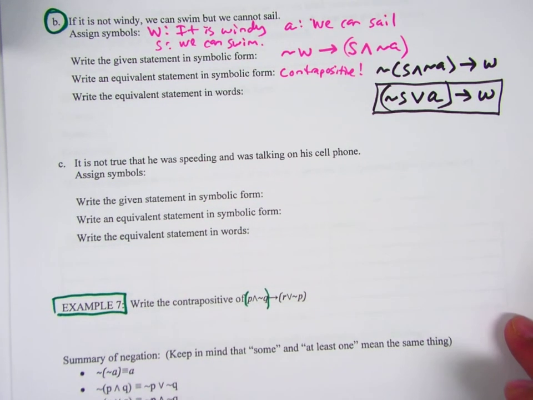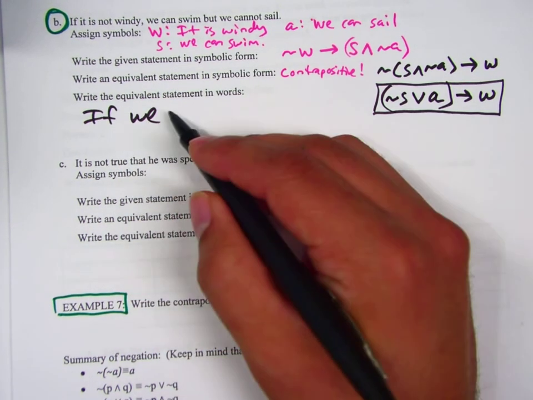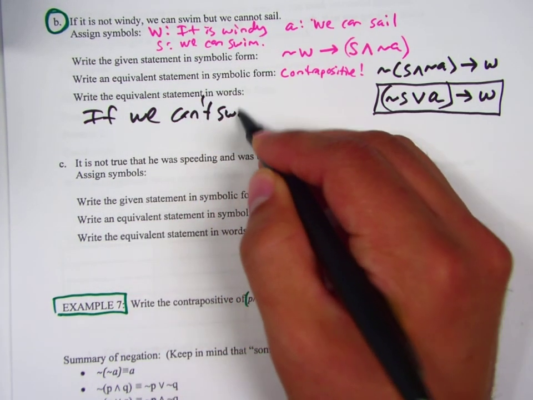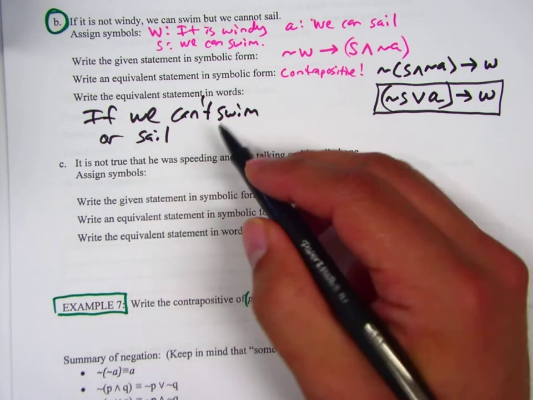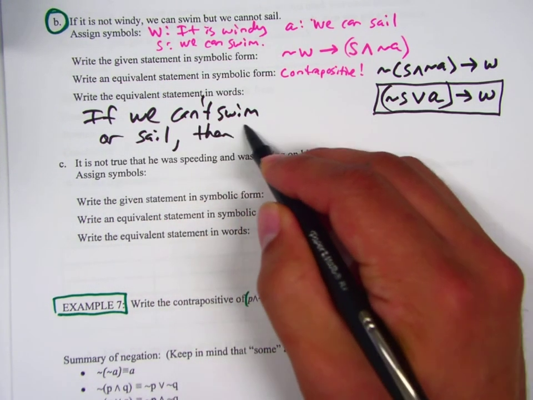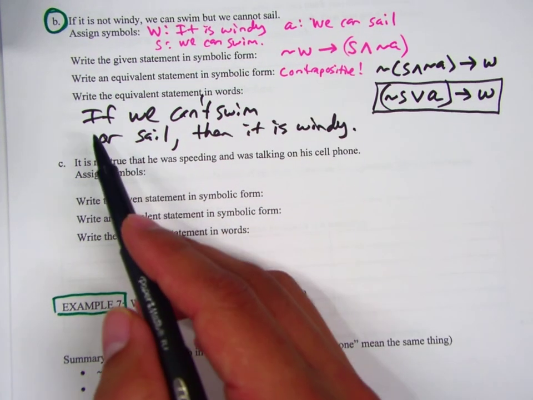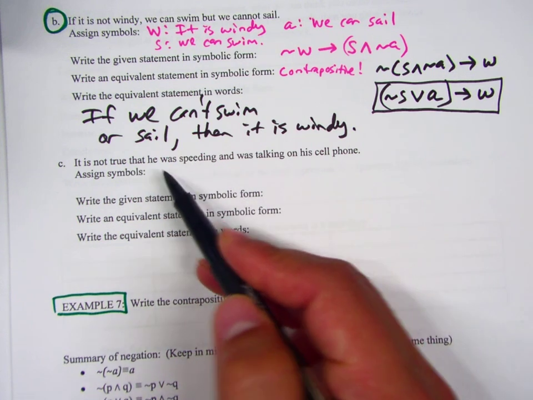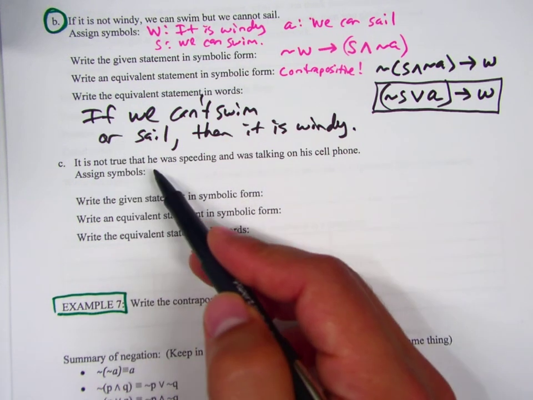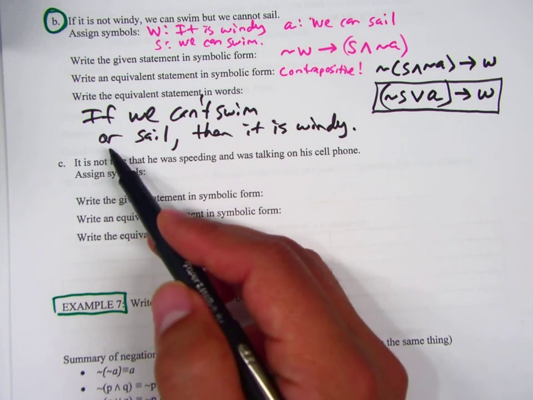Now in words, we can say if we can't swim or sail, then it is windy. So Jared, here's where I would know if you did this right. You should still have the same sentence. We still had both. That's fine. If we can't swim, well, yeah, we didn't negate. Okay, all right.